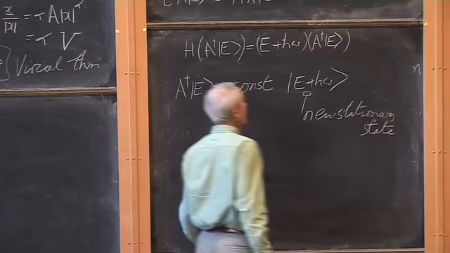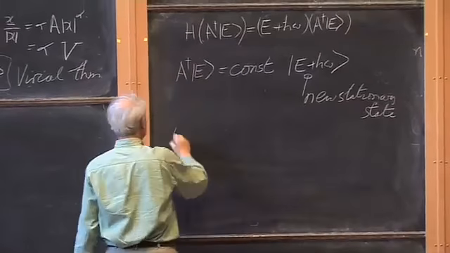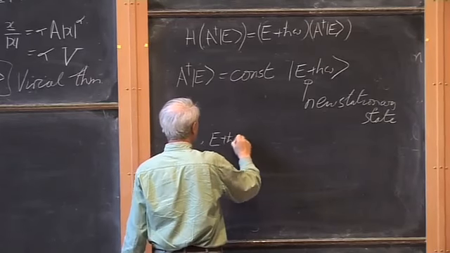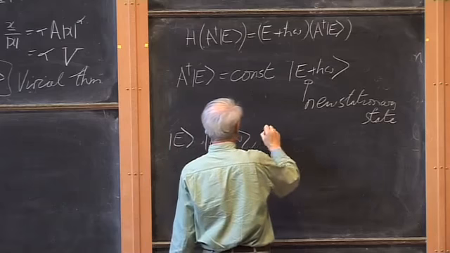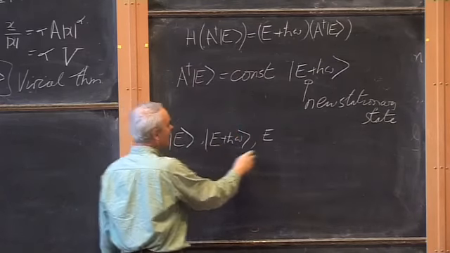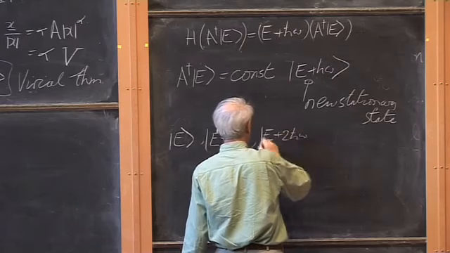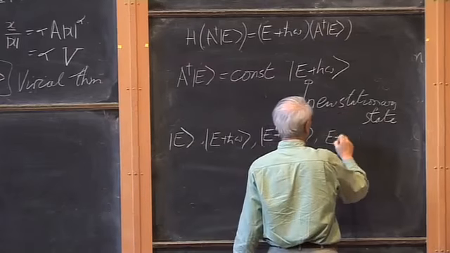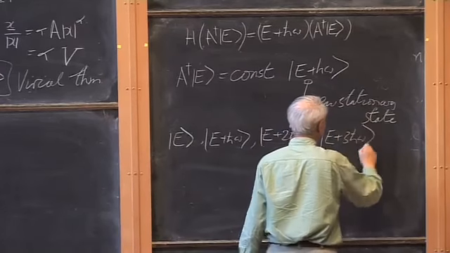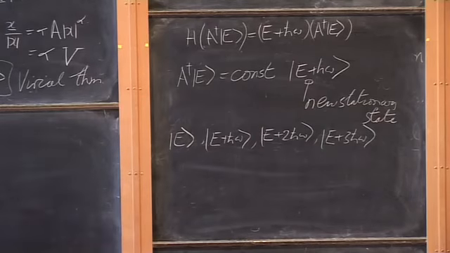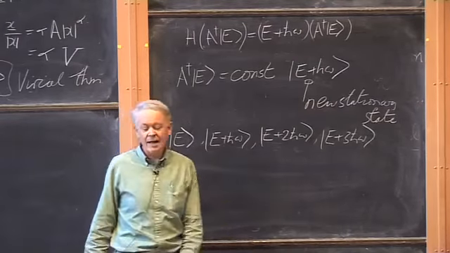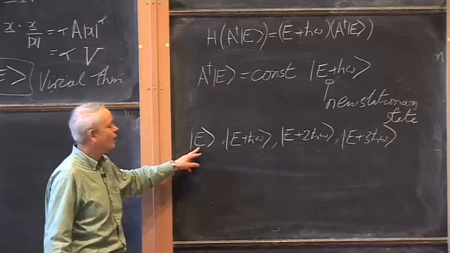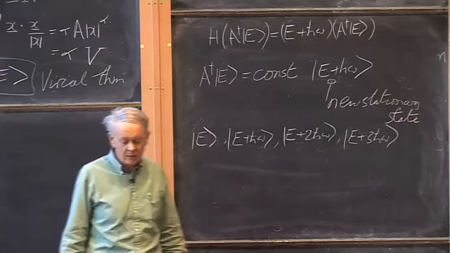This is an incredibly powerful result because it immediately follows that we have states. If we can find a state |E>, we can immediately generate E plus h bar omega by using this a dagger beast. And also, if we use a dagger on this, we're going to get E plus 2 h bar omega, and if we use a dagger on this, we're going to get E plus 3 h bar omega. So we're going to get a whole infinite series of states of ever-increasing energy simply by applying a dagger again and again and again. So what remains is to find what number E is, and that we will do first thing tomorrow.